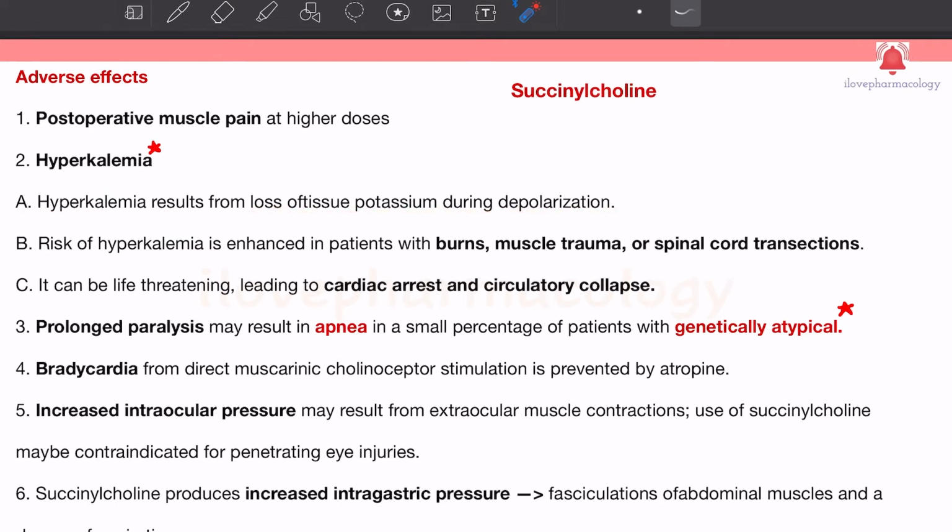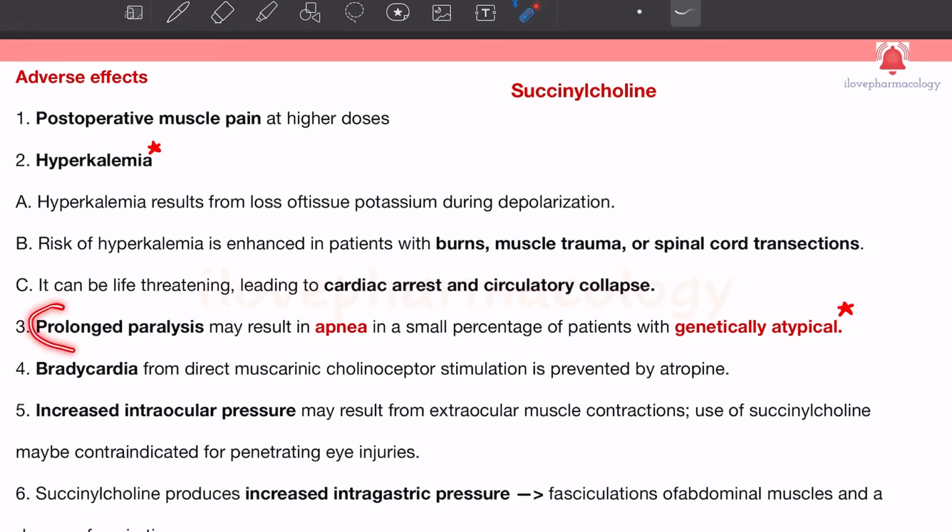So during depolarization, what happens is the sodium will enter, whereas potassium will be effluxed. So this potassium will cause hyperkalemia, and the risk of hyperkalemia is enhanced in case of patients with burns, muscle trauma, as well as in case of spinal cord transection. It can be life-threatening also. Hyperkalemia can be life-threatening. It can lead to cardiac arrest and circulatory collapse.